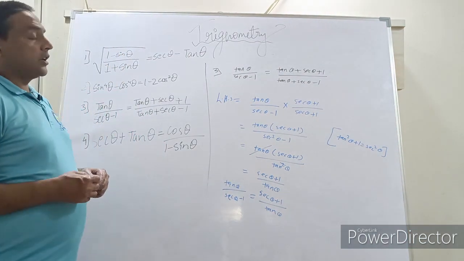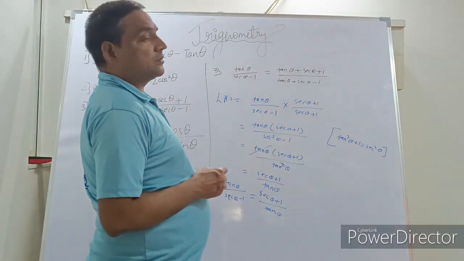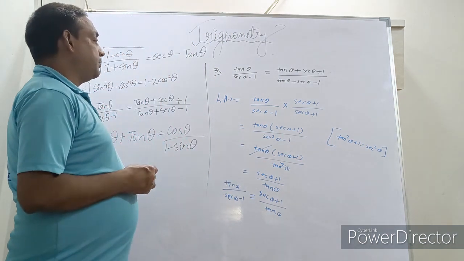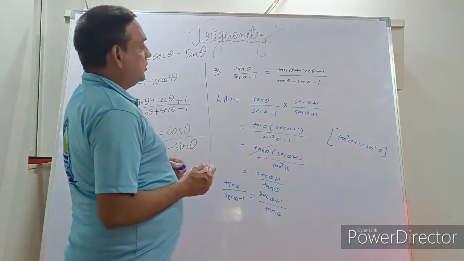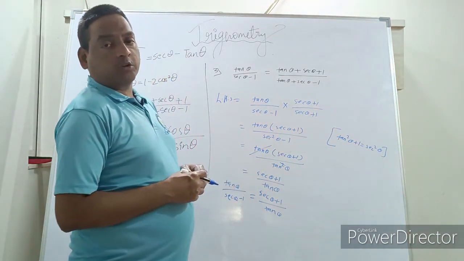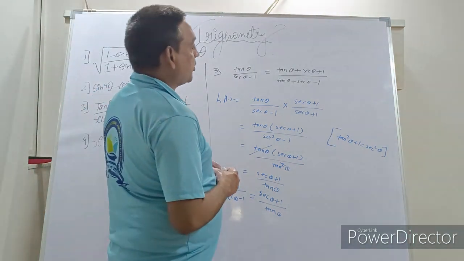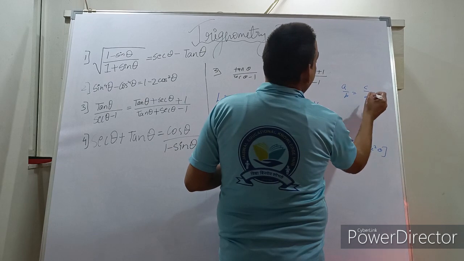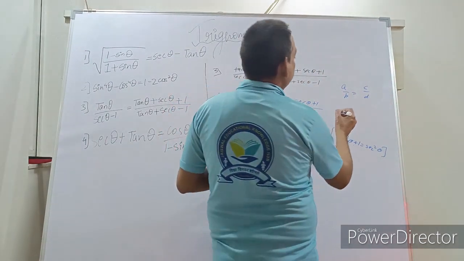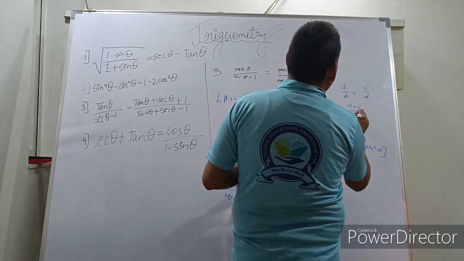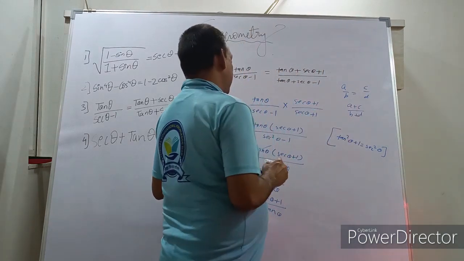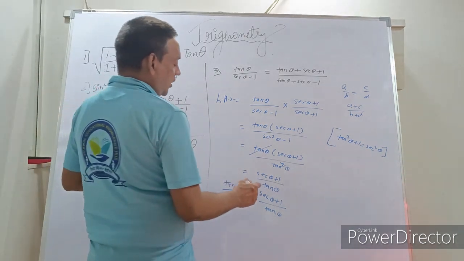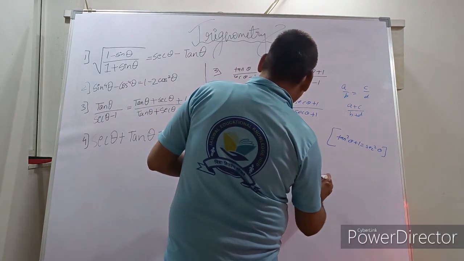So in ratio and proportion we already studied the equal ratio property. By the theorem of equal ratio property, if we have A upon B is equal to C upon D, then by using the equal ratio property we can say it equals A plus C upon B plus D. That is already there in the ratio and proportion chapter. So by using that theorem we'll be using this.